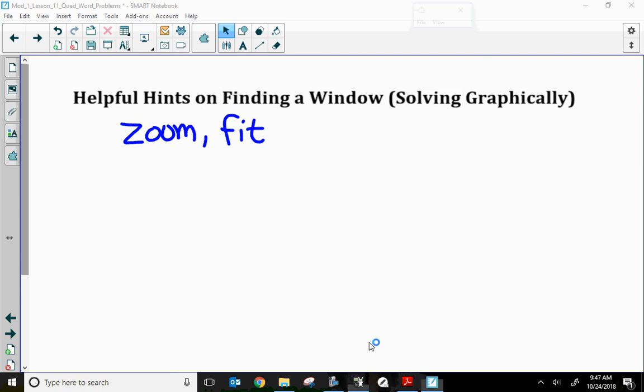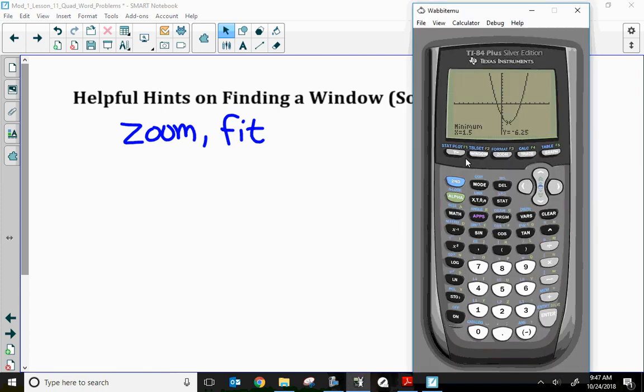And what do I mean here? Let me call this up. Let me go to zoom standard. If I hit zoom standard, that was choice 6, it will automatically give me a 10 by 10 window. All right, but let's say I do this. Y equals minus, come on. Let's call it minus 8x minus 15. If I graph this bad boy, I don't see the min or max. It is way down here.